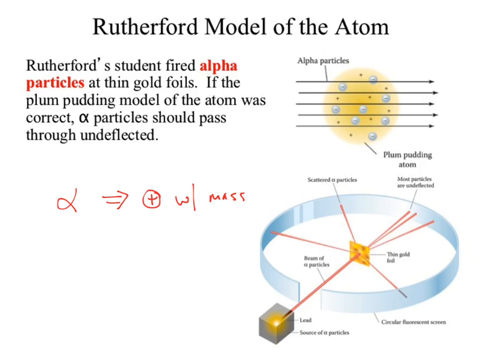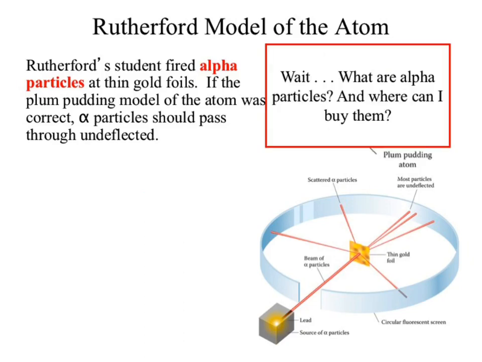Before we dig too much further into Rutherford's model, one of the things that hinges on this is that I have alpha particles. Well, what is an alpha particle? Could you go to the store and buy alpha particles? No. Where do alpha particles come from?